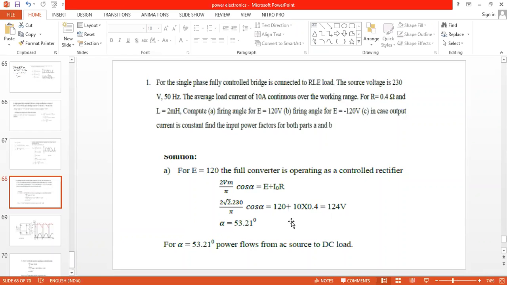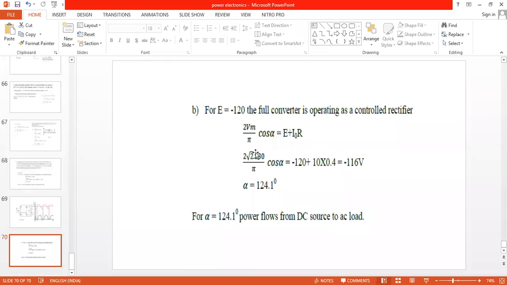Yes, all of you are getting 53.21. Just substitute. So how did we get this equation? Based upon the RLE load. Yes, very good, 53. Now we are going to case B. What is the back EMF they have given? Minus 120. So how to solve case B? Let us see here.